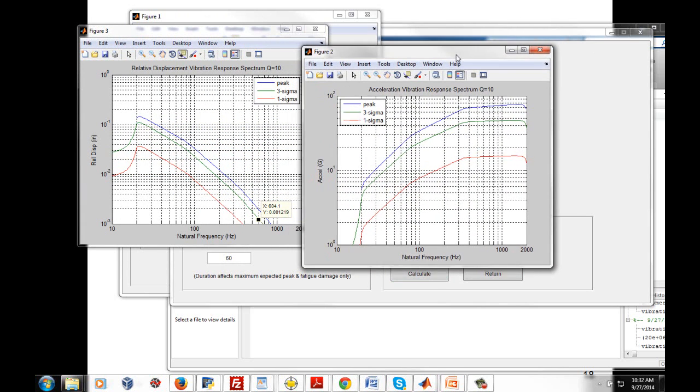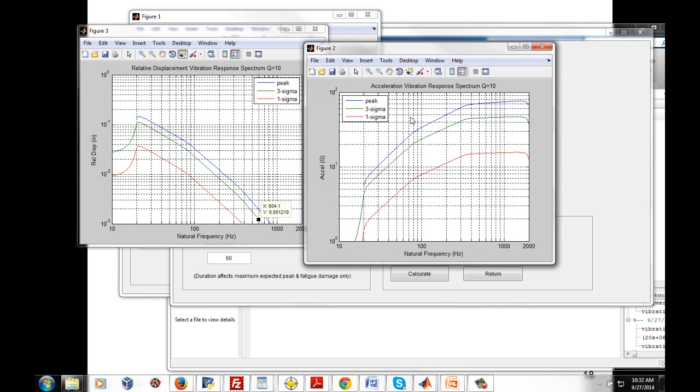We like to worry as engineers. We're obsessed about things. So here's the acceleration vibration response spectrum. Again, Q is equal to 10. We've got acceleration G versus natural frequency in hertz. And our metric of interest is the green curve. That's the 3 sigma acceleration. And this is showing kind of an opposite trend of sorts, in that the higher up we go in natural frequency, the higher our acceleration response is going to be.